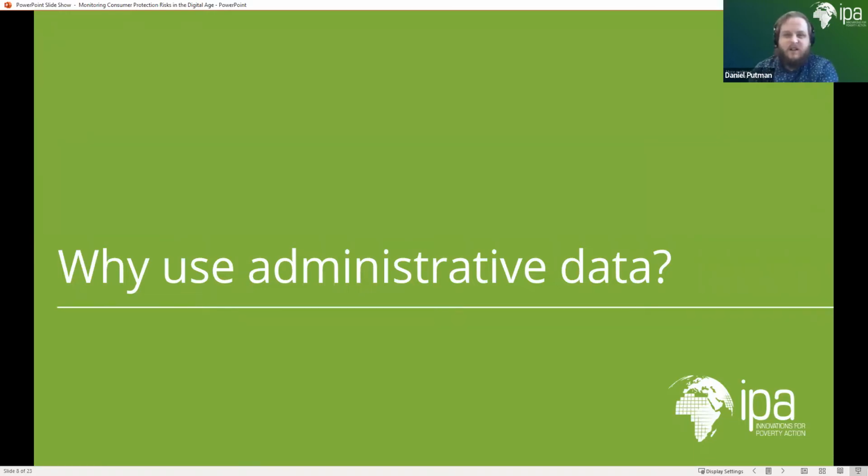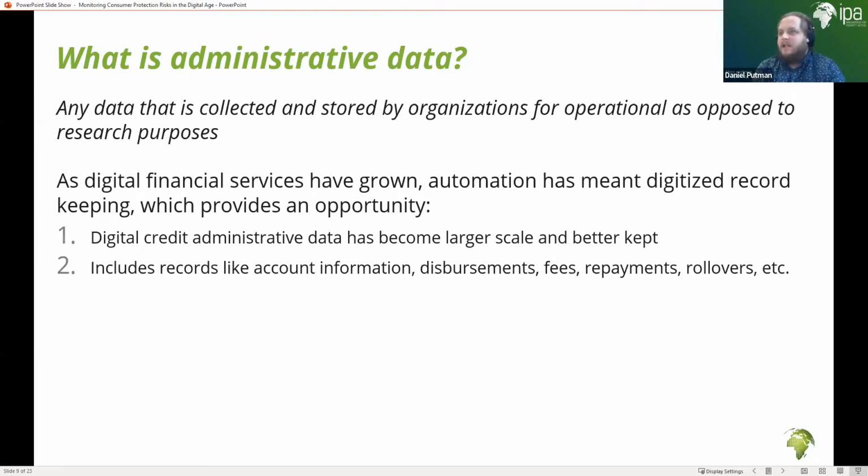The next question is, there are a lot of different methods you can use. How can we use this particular method? We're thinking about administrative data, so that's any data that's collected and stored by organizations for operational purposes, as opposed to research purposes.